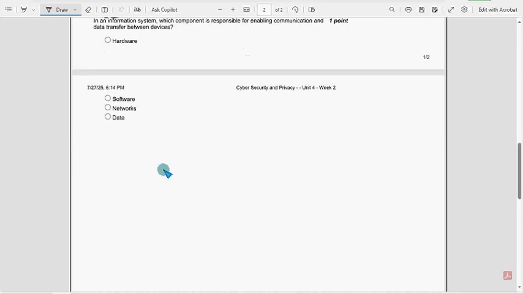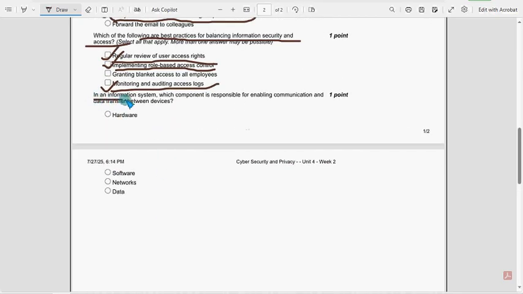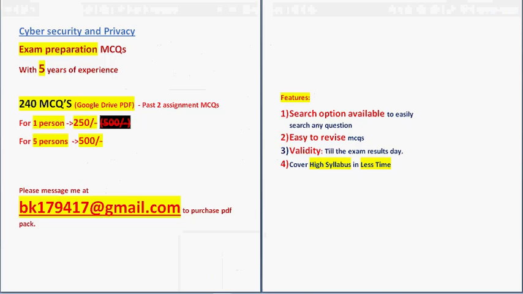And moving on to the final question of the assignment. In an information system, which component is responsible for enabling communication and data transfer between devices? The probable solution could be networks. So friends, these are the most probable solutions for the week 2 assignment of the course Cybersecurity and Privacy.